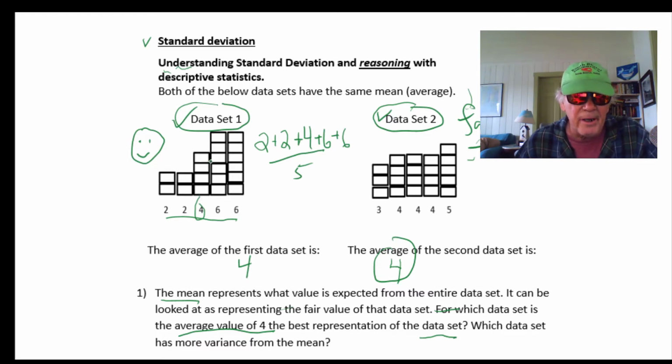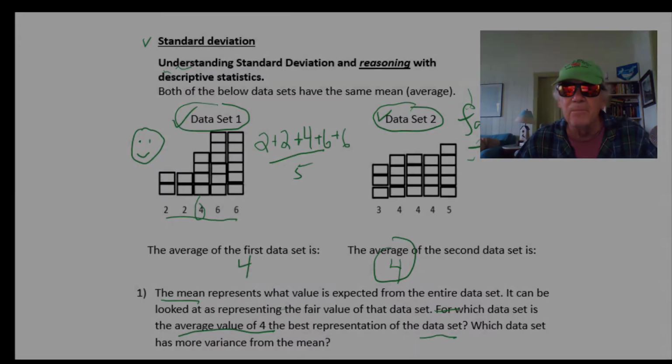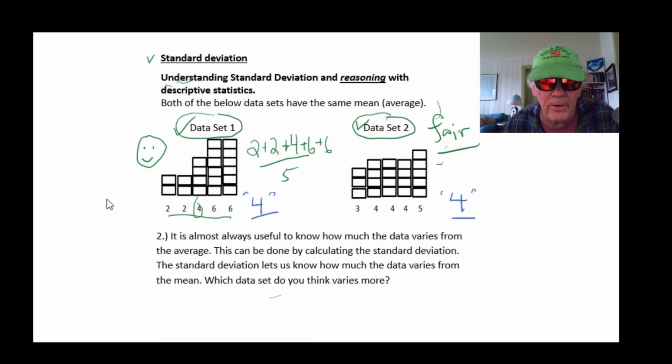But what we're going to look at now is, okay, so if data set 1 is more varied, then how do we describe that numerically? And that's what standard deviation is. It's this description of how spread out the data is from the mean. Now let's look at number 2 here. Okay, I'm still with you. I haven't abandoned you yet, so I'm just going to do question 2 in this format.